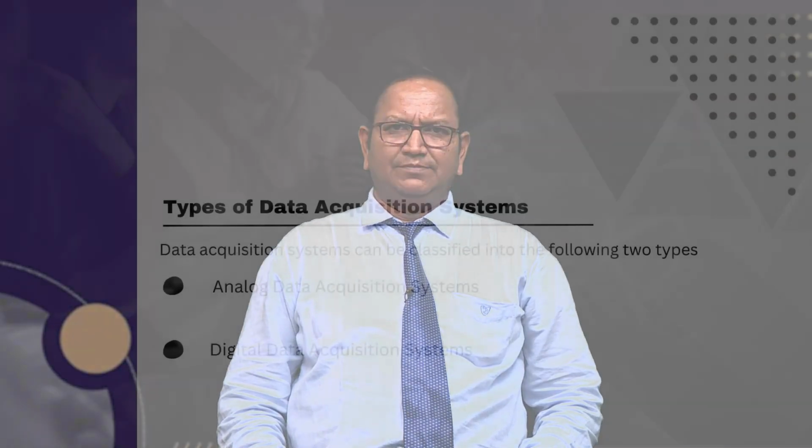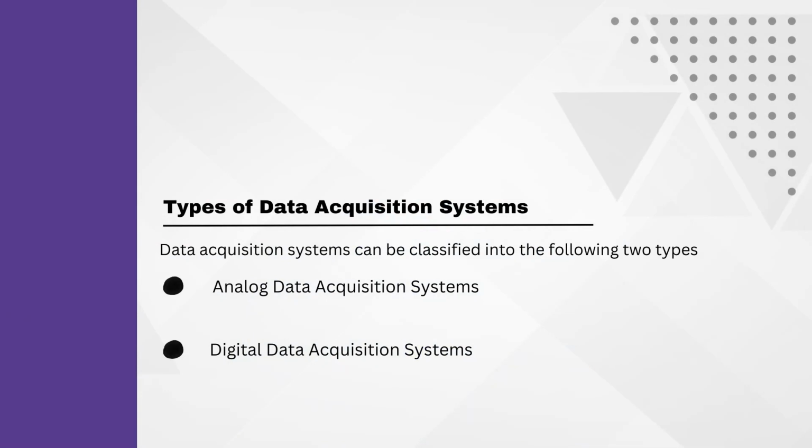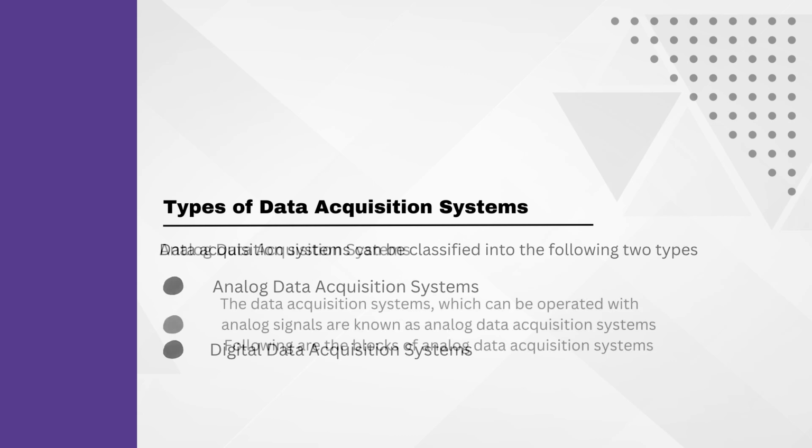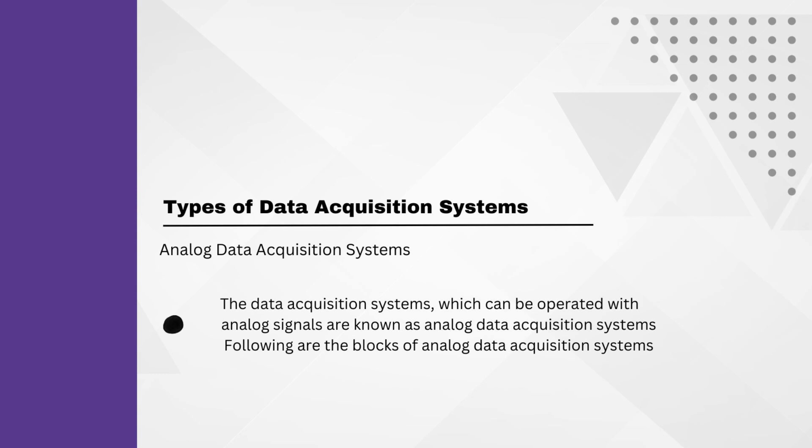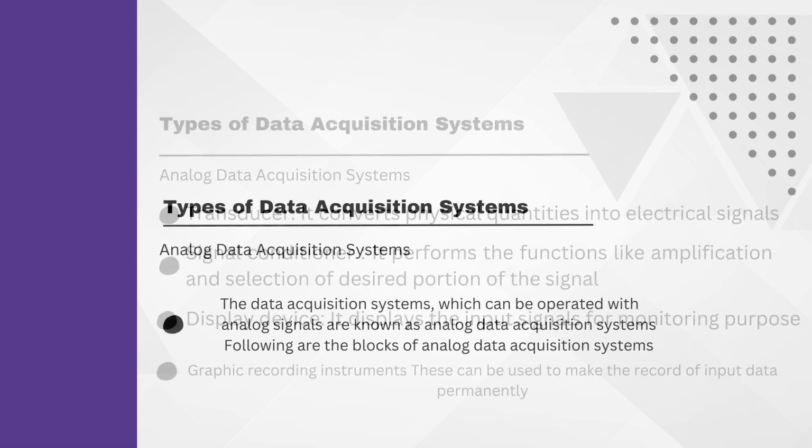Now, types of data acquisition system. Data acquisition systems can be classified into the following two types: analog data acquisition system or digital data acquisition system. Analog data acquisition system: the data acquisition system which can be operated with analog signals is known as an analog data acquisition system. Following are the blocks of an analog data acquisition system.